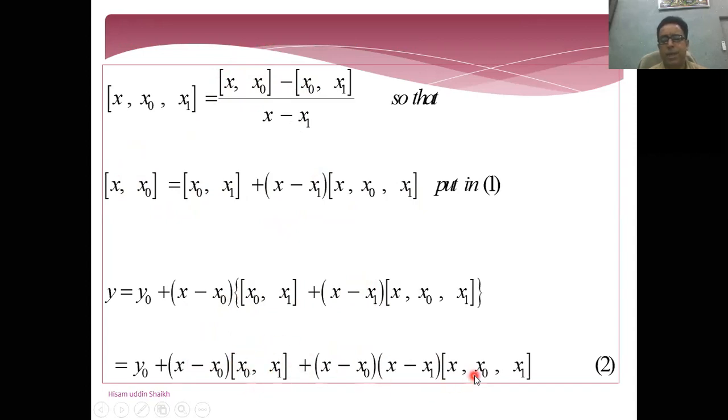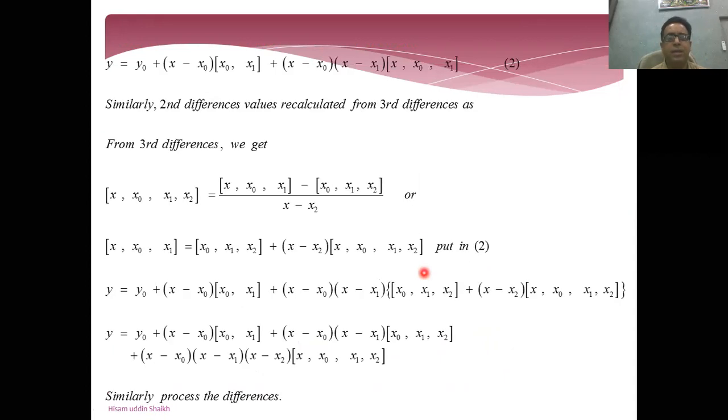Again the problem is that this value has the second difference. So this formula is only valid up to the first difference. For the second difference, we again recalculate the second difference. So equation number 2 can be applied for the first difference. If we also need the second difference, then first calculate the second difference from the third difference, after that this formula will be valid. So for the second difference, use the third difference, just like equation number 2 for the first difference.